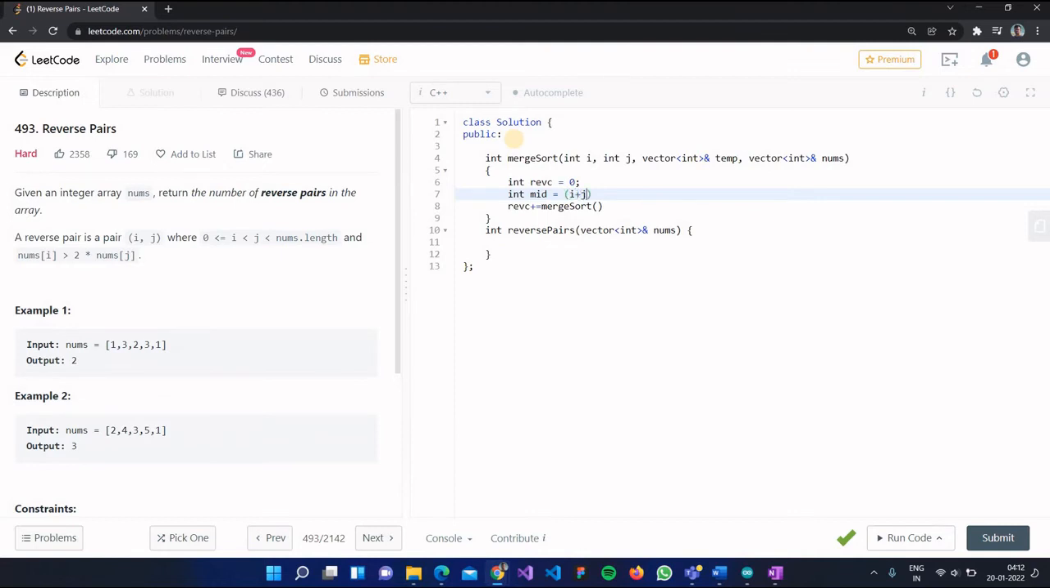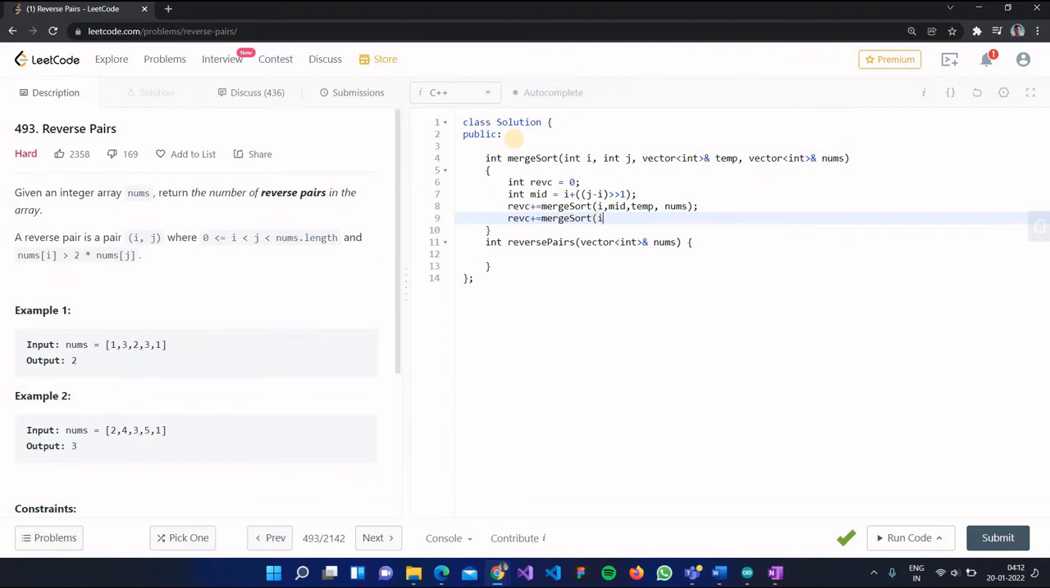So here we'll be doing i plus j by 2, and just to avoid the overflow, we are going to write that in a more fashionable way, that is i plus (j minus i) by 2, and by 2 you can write it as a right shift by 1, that does the same function. So reverse count plus equal to merge sort. The first section that we're going to pass is from I to mid. I is basically the starting point. Initially we're going to pass it at 0, so 0 to mid. Once we called it from I to mid, we put the temp and nums over here, and then next we make one more recursive call.